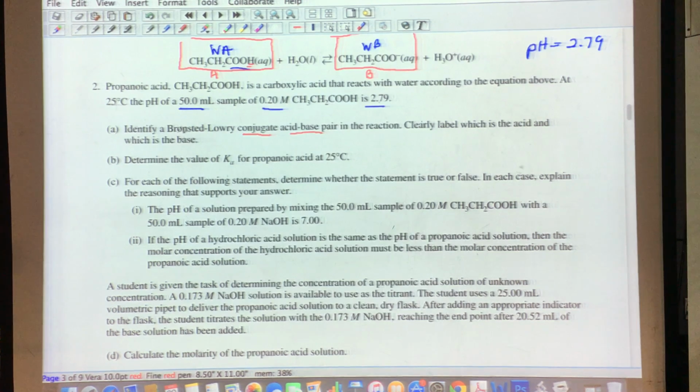Bronsted-Lowry just means to be an acid, you donate a proton. Notice this would donate a proton to the water. To be a Bronsted-Lowry base, you accept the proton. Notice to go in the reverse, the conjugate base would accept the proton. So that's just some basics there, no pun intended.